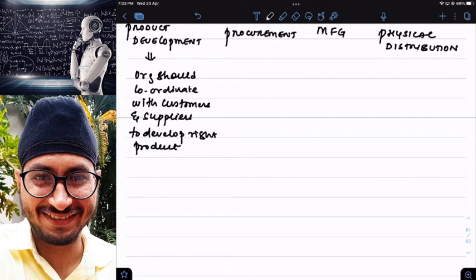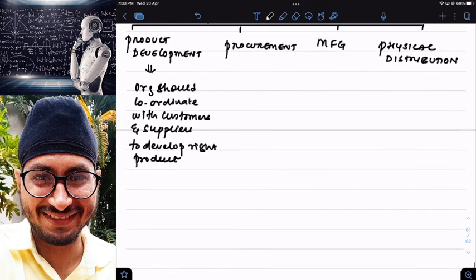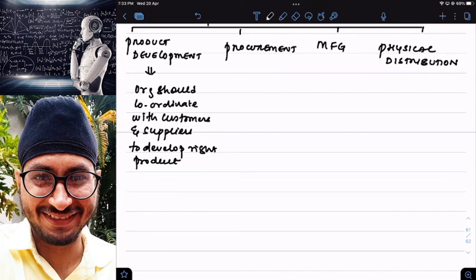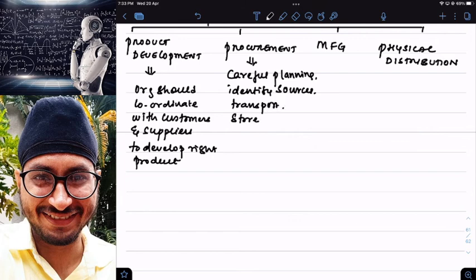Once I decide what product to produce, I will start producing the goods. But to produce the goods, I need to buy raw materials. So procurement requires careful planning. I cannot buy whatever type of raw materials I want, right? Then identify sources from where you want to buy raw materials. Then transport the raw materials and then store them. Simple. Storage management. These all components come under procurement.